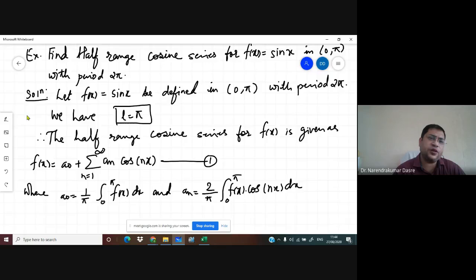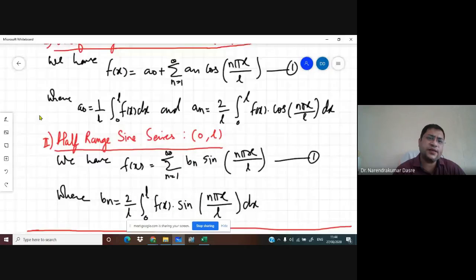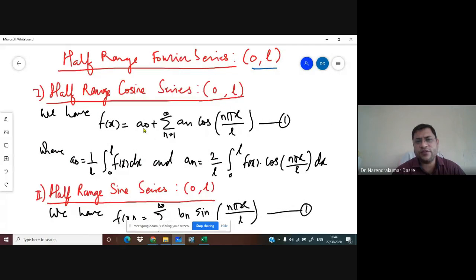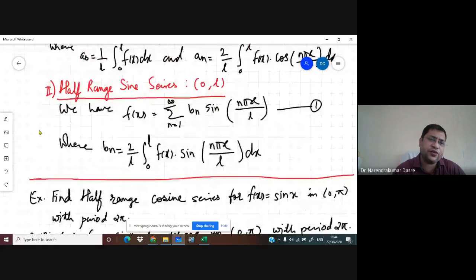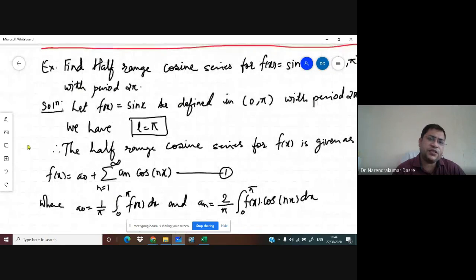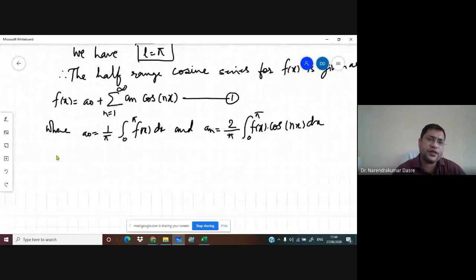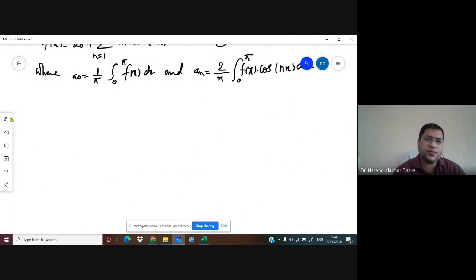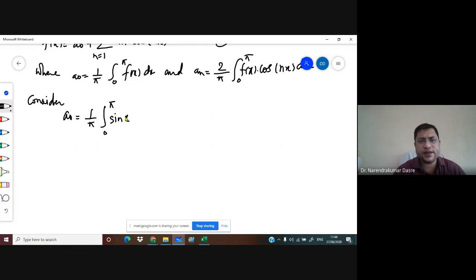Okay, so see the formula for the half range cosine series. This is the formula, and then we replace L by pi, so this pi will get cancelled, and accordingly we got the half range cosine series for f of x. And now we have to evaluate this one by one. So first we consider a0. So we have 1 upon pi integral 0 to pi, and we have sin x, the function, and dx.